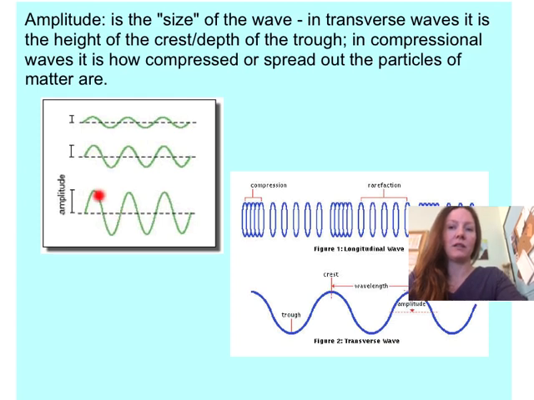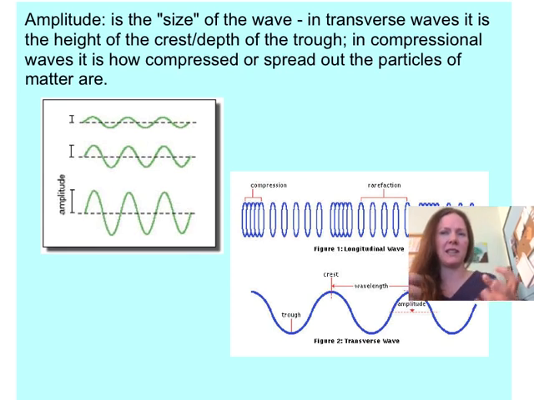So in a transverse wave here, you would measure the height or the depth. So it's the distance from the resting point to the top of the crest or the bottom of the trough. And in a compressional wave, you're measuring the density of the compression. It's how compressed the molecules are. It's going to be a little more difficult to measure.